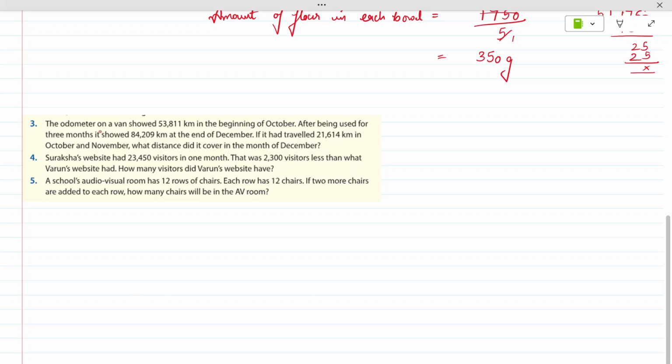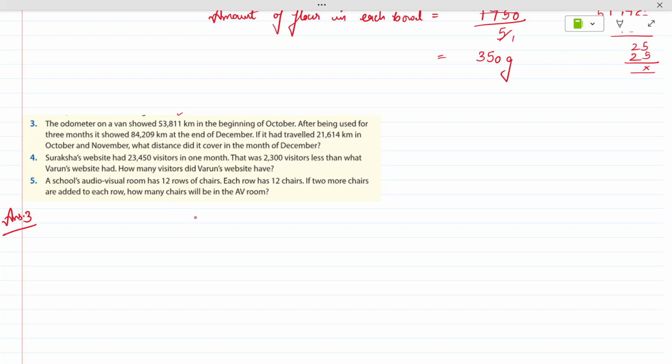Okay. Answer number 3 we will do. The odometer on a van showed 53,811 kilometers in the beginning of October. So basically, kids, we have seen in cars and vehicles, this is the device which shows how many kilometers the vehicle has covered already. So there is a van whose odometer is showing this reading, that from the starting of the year till October, it has covered this much distance.